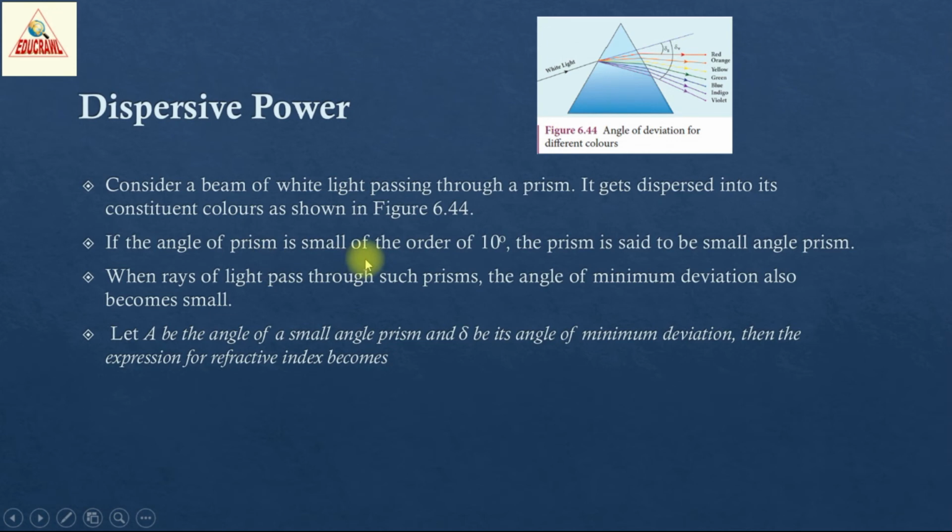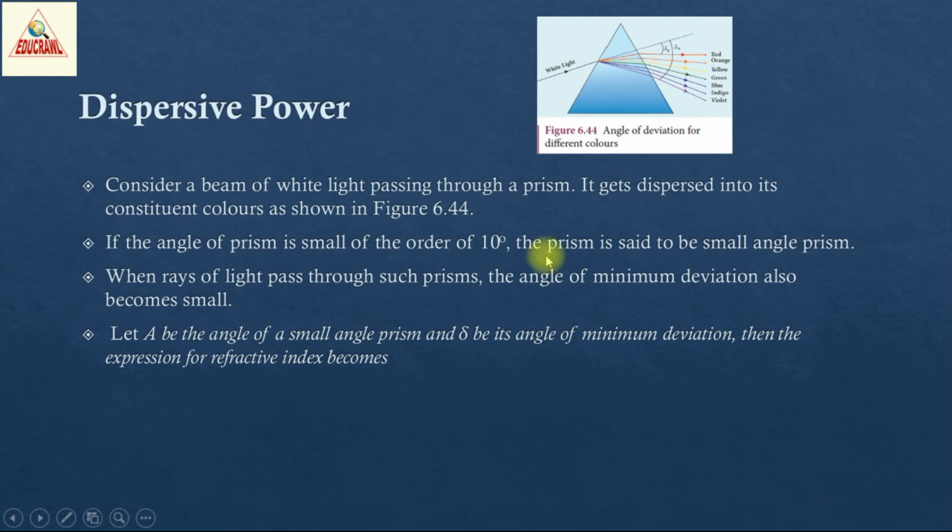If the angle of prism is very small, of the order of 10 degrees, the prism is said to be a small angle prism. When rays of light pass through such a prism, the angle of deviation, that is the angle of minimum deviation, will also become very small. Hence, we represent A as the angle of the small angle prism, and for minimum deviation we are not using the symbol D. We are using the symbol del. Just follow my pointer. This is the symbol del, which is used for the angle of minimum deviation.